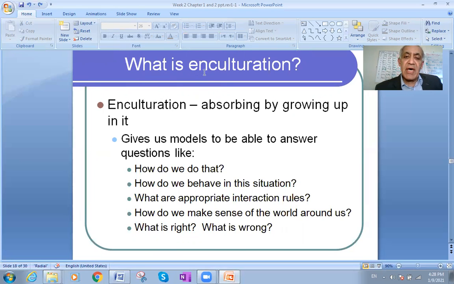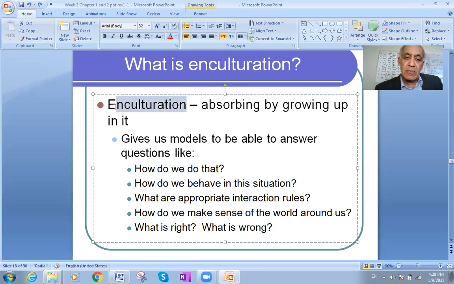So, what is inculturation? Inculturation is absorbing culture by growing up in it. Like a small kid, he's absorbing the culture, getting the culture from the old people around him, from his mom, from his dad. Inculturation means feeding the kid with culture, getting him aware of the culture.